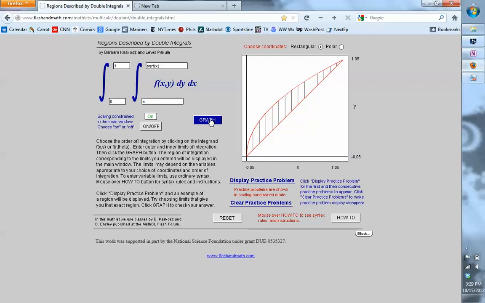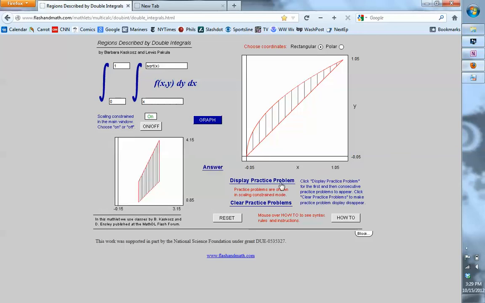This is a really nice application. Unfortunately, it mixes polar and rectangular. Polar is something we're going to talk about Wednesday. But this is a really nice application because it can actually give you some practice. If you click on this thing, what it'll do is it'll put up little regions down here and ask you to fill out the limits of integration for this particular region. So I just clicked on this guy, and it popped up this region. We see vertical stripes, which means we're integrating with respect to y first and then with respect to x. And the idea is to fill in the limits of integration.